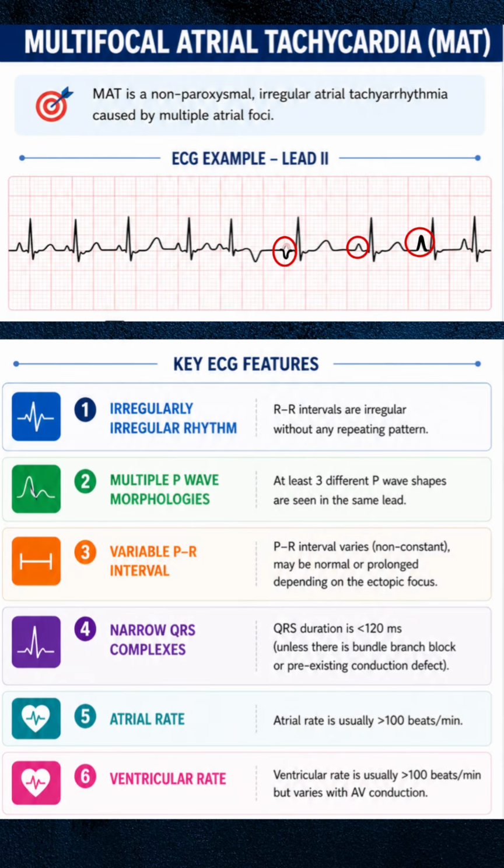different morphologies. So some key ECG features include irregularly irregular rhythm, multiple P wave morphologies which have to be at least 3 different P wave shapes. Then there is variable PR interval, narrow QRS complexes, variable atrial rate which is usually more than 100 beats per minute, and ventricular rate which is also usually more but it varies with atrioventricular conduction.